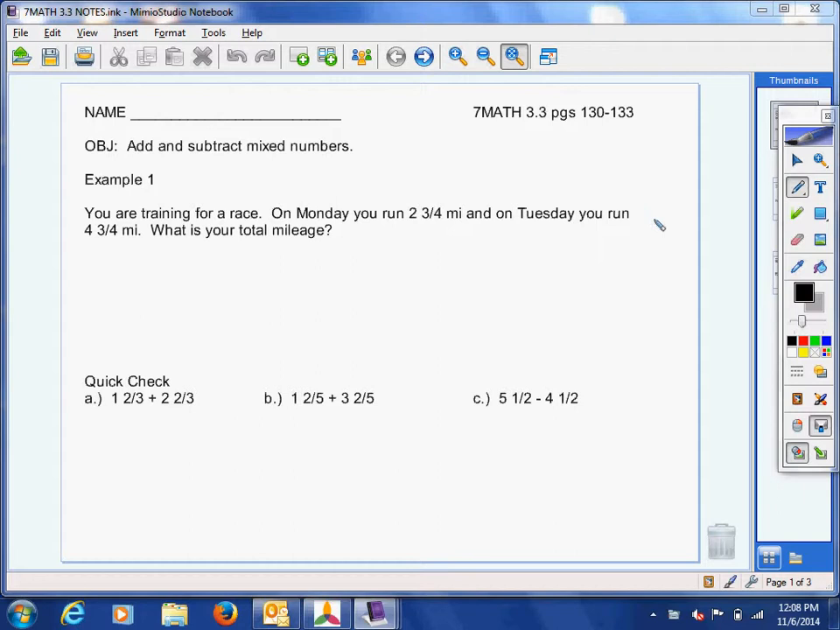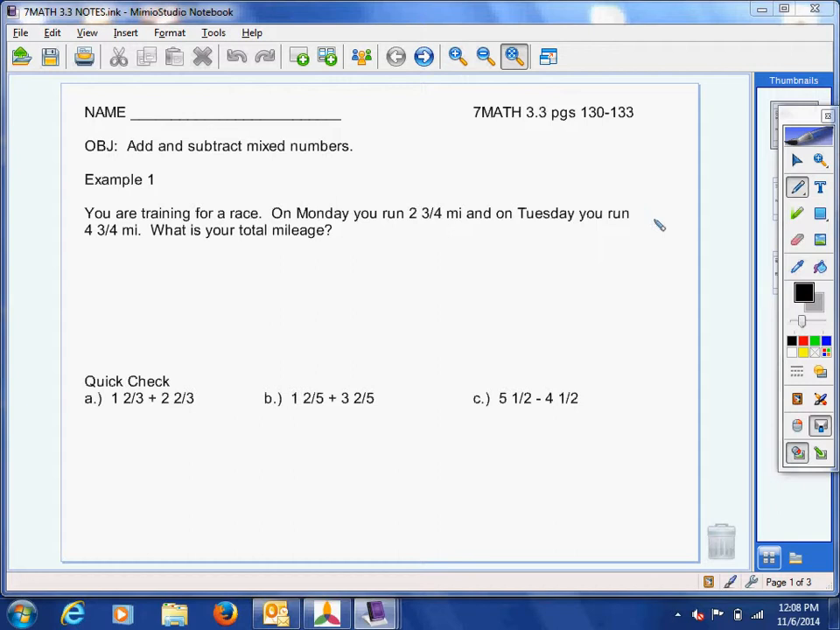All right. Let's start with example 1, and we're going to just jump right into a word problem. Your favorite, I'm sure. You're training for a race. On Monday, you run 2 3/4 miles, and on Tuesday, you run 4 3/4 miles. What is your total mileage?